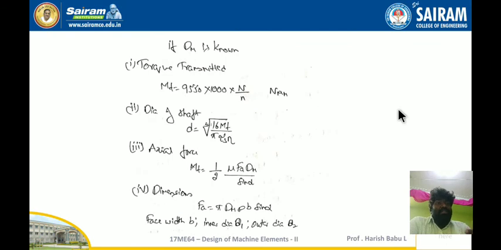If dm is known, the procedure is as follows. I find the torque transmitted, Mt = 9550 × 1000 × N / n, and I find the diameter of the shaft in a similar way, d = cube root of 16 Mt / (π τs × keyway factor). Then I find the axial force from Mt = μ Fa dm / (2 sin α), and Fa = π dm P b sin α. From this I can find the b value, inner diameter and outer diameter. So these are the steps you follow for solving problems on cone clutch.